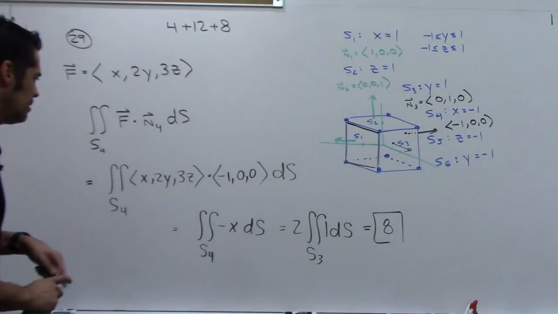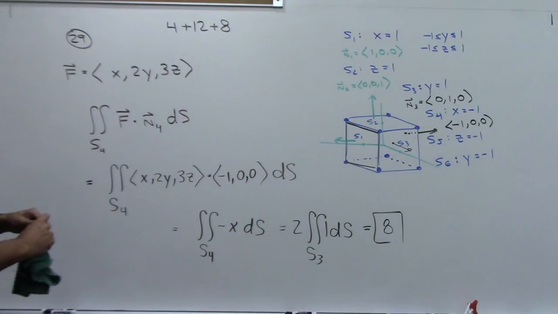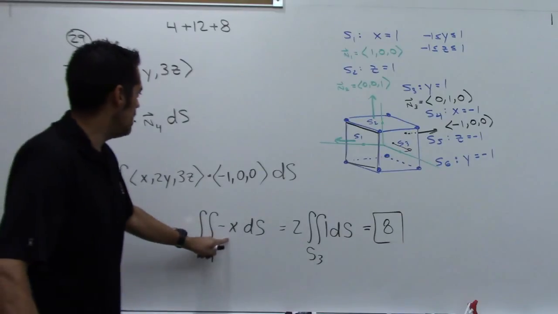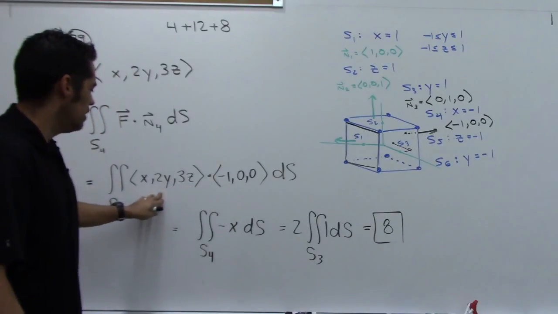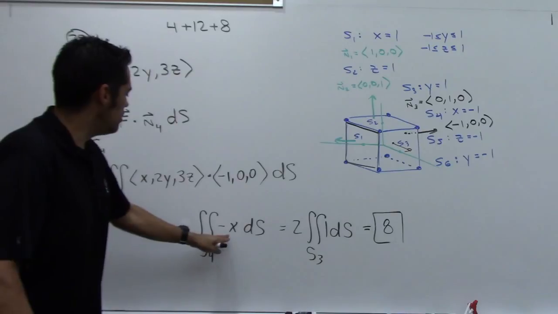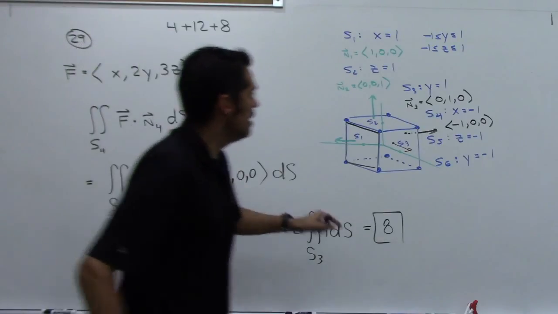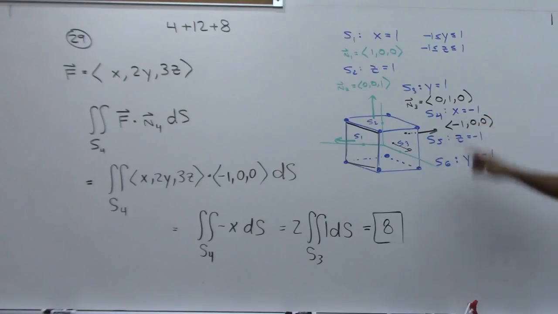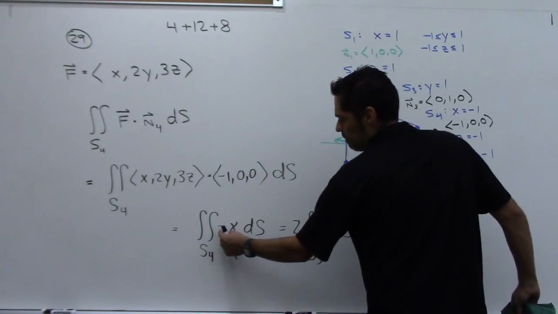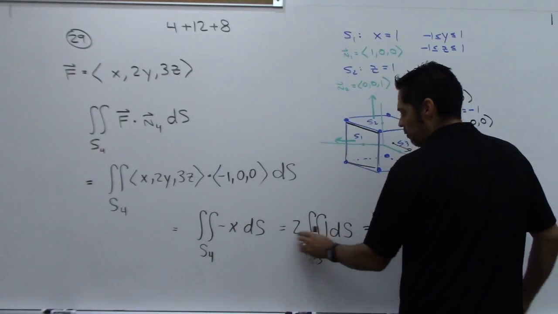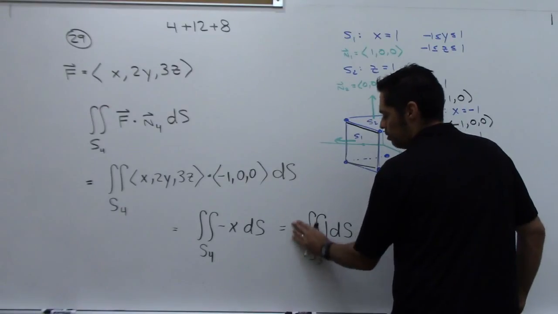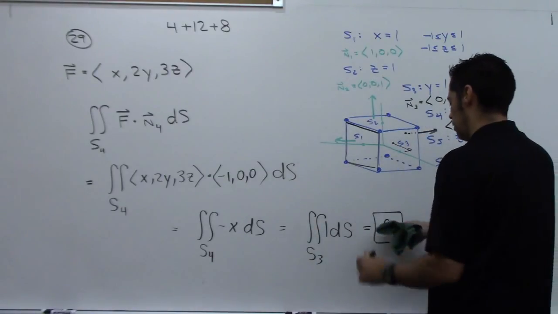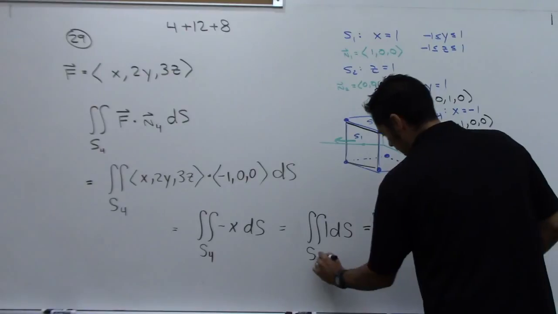All right, sorry about that, got distracted. Where was I? Yeah, so we get negative x here when we dot these together, but pay attention here. Notice that on S4, x is -1, so when you change this, it'll become minus -1, that'll give you +1. We won't have a 2 out here anymore, so you'll get the surface area of S4, which again is 4.